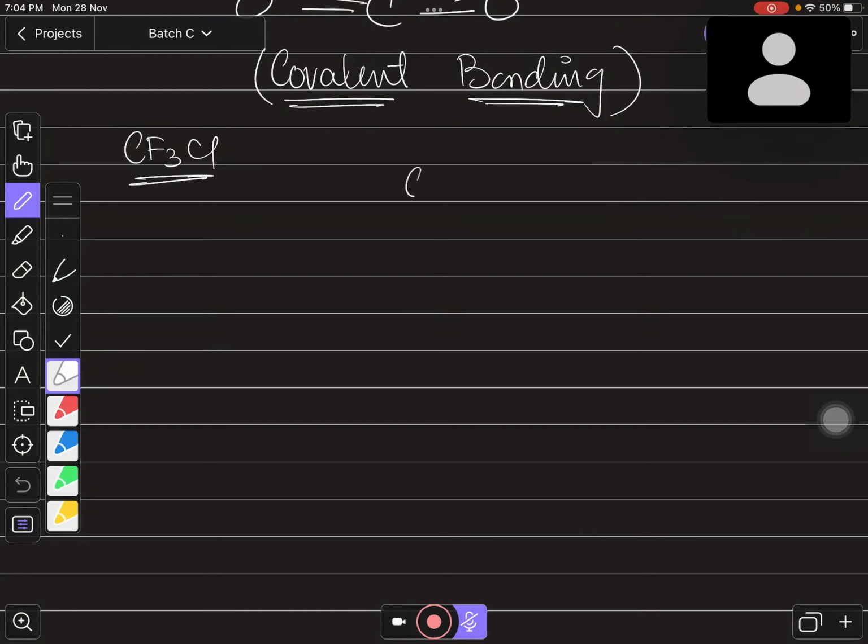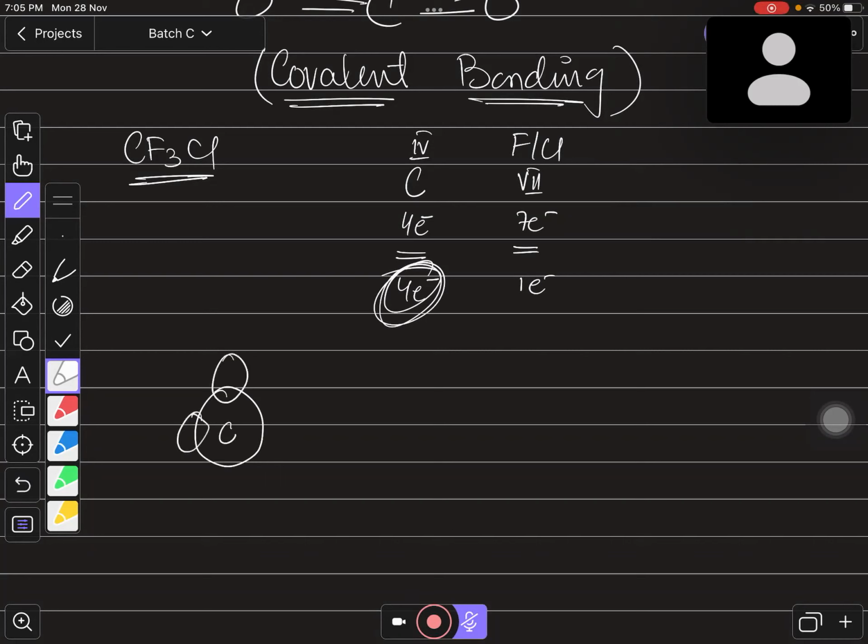So you can see this carbon is from group number 4. Group number 4 means it has 4 electrons in the outermost shell, right? Fluorine and chlorine both are from group number 7, so they have 7 electrons in the outermost shell. So they require only 1 electron, while carbon requires more electrons in the last shell. So carbon should be in the center, right? And on all 4 corners we have the different elements, like fluorine and chlorine.